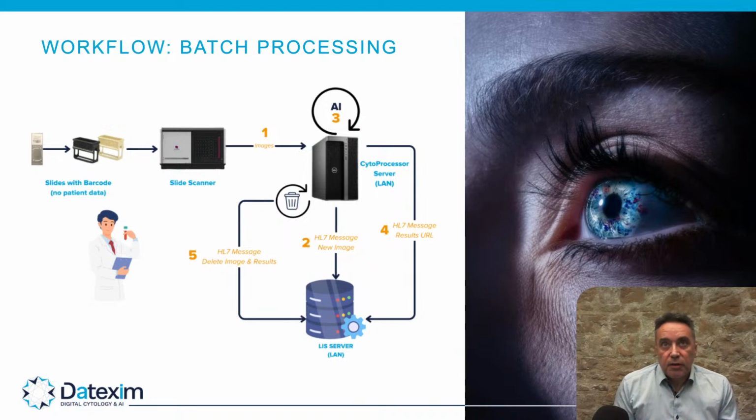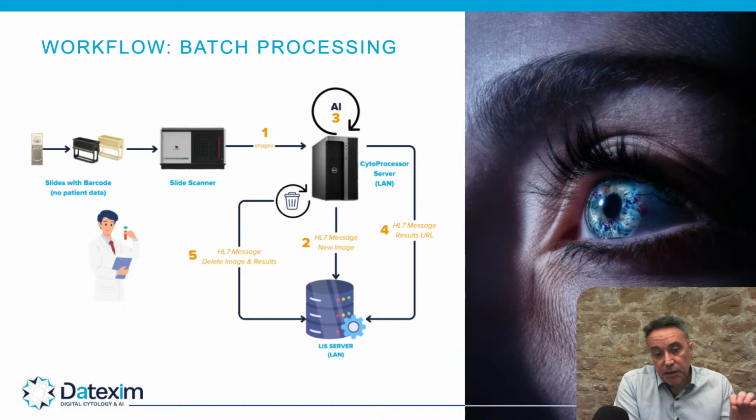You have to note that each slide image is very big, and so you can't keep all the slides. So you define a retention policy. For example, you want to keep your slides for 30 days. After 30 days, the slides are automatically deleted. And so here again, CytoProcessor sends a message to the LIS to tell the LIS about this slide image and the results that were deleted.